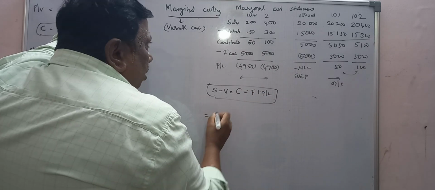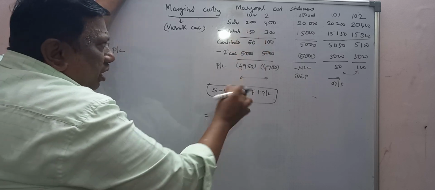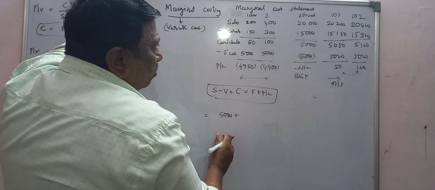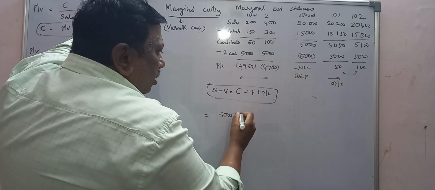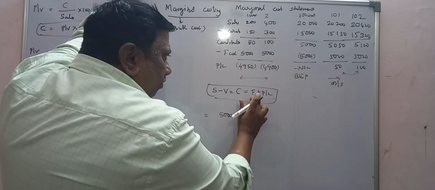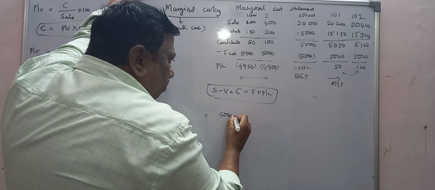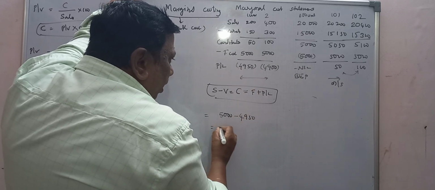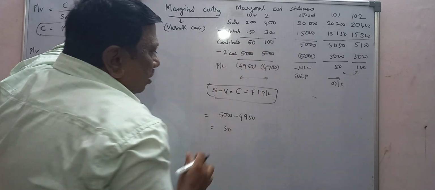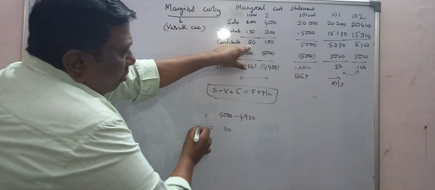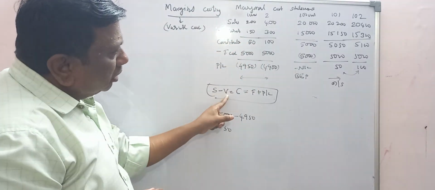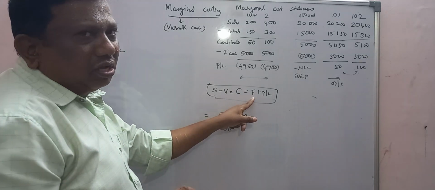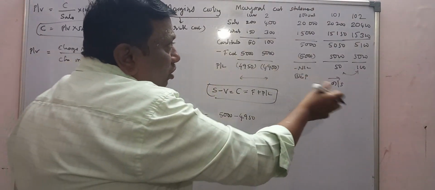I will show. Here, contribution 50, right? What is fixed cost? 5,000. Here I am getting loss, right? Loss means minus. Fixed cost plus profit or loss: minus. Here I am in loss position, 4,950. Again I am getting 50. Correct, right? Contribution should be 50 only. Sales minus variable is also contribution, or fixed cost plus profit or loss. So here I am getting loss.